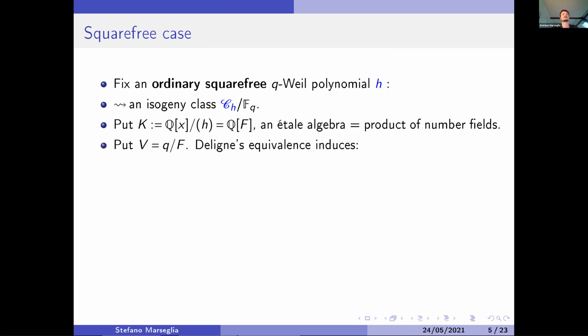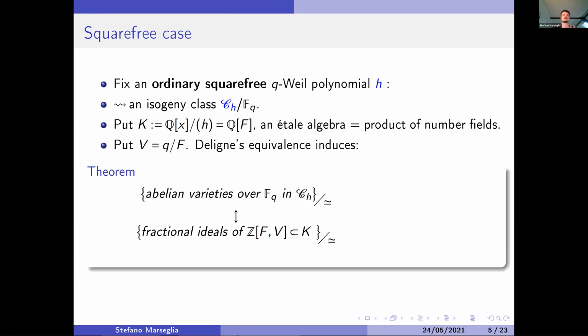And let V be the Q over F, so the Verschiebung. Then the equivalence proved by Deligne induces the following theorem. It induces an equivalence between the category of Abelian varieties over Fq inside this isogeny class C of H and the category of fractional ideals over the order generated by Frobenius and Verschiebung.